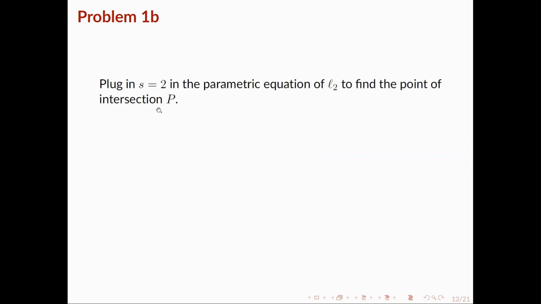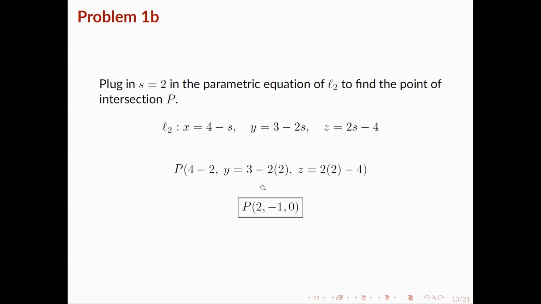So we're going to plug in s equals 2 in the parametric equation of L sub 2 to find the point of intersection P. So ito ang kanyang parametric equation ng L sub 2, and upon plugging in s equals 2, so we're going to have this, and upon simplifying, we have the point of intersection 2, negative 1, 0.